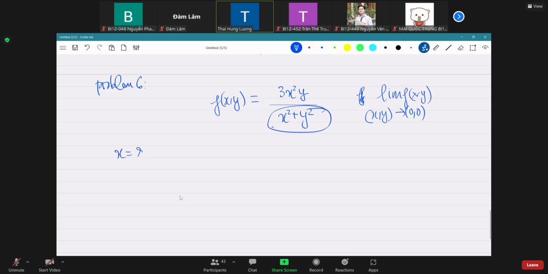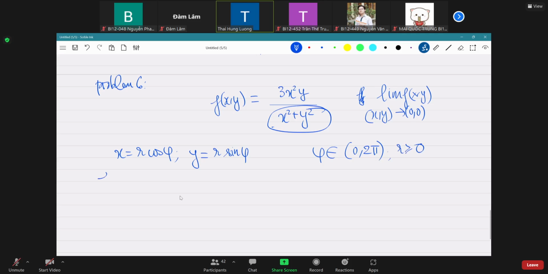So again, I take x equal to r cosine of phi, y equal to r sine of phi, where phi belongs to, let me see, 0 to 2 pi, right? And r is positive.